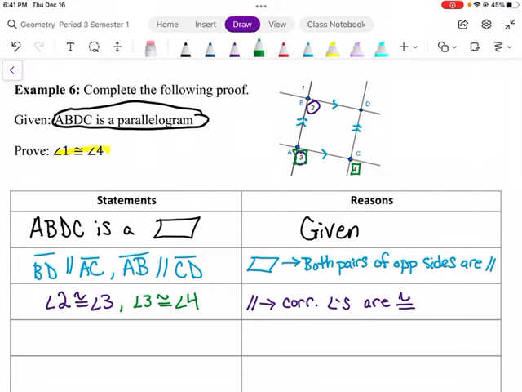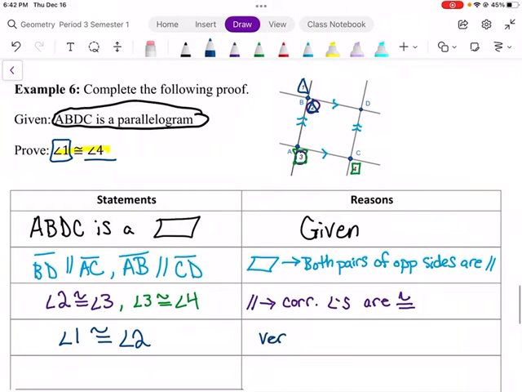Now, if we look back at what we're trying to prove, we need to show that angle 1 is congruent to angle 4. We already have angle 4 in our proof, but we don't have anything with angle 1. So if we go back and look at our information, we can see angle 1 is across from angle 2, and those are vertical angles. So we can say next that angle 1 is congruent to angle 2, and we know those are congruent because vertical angles are congruent.